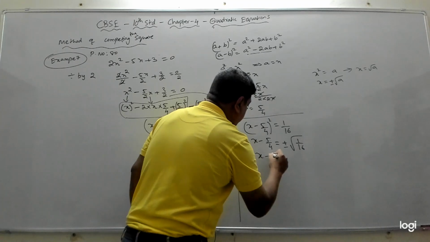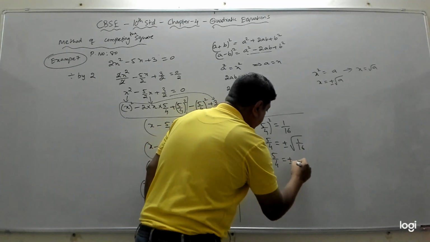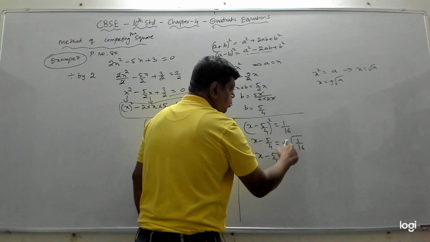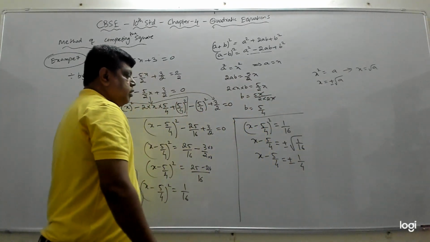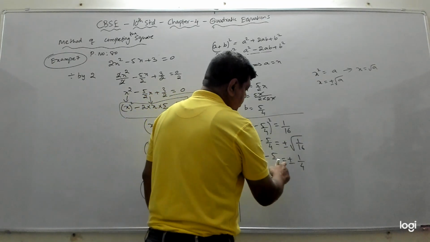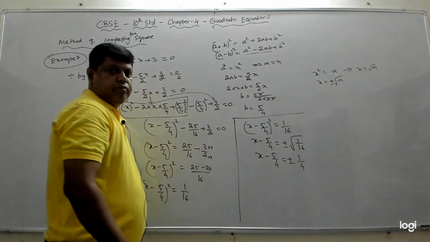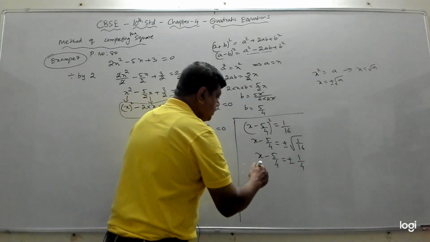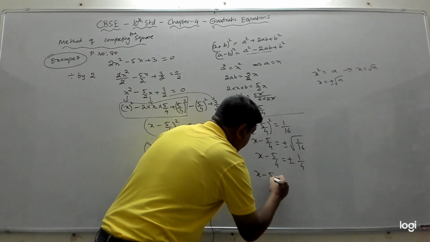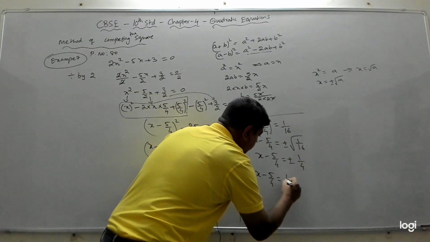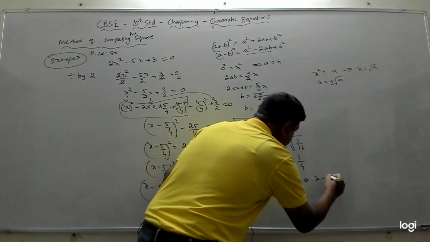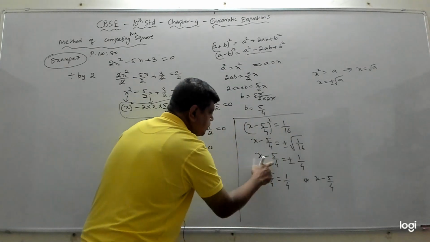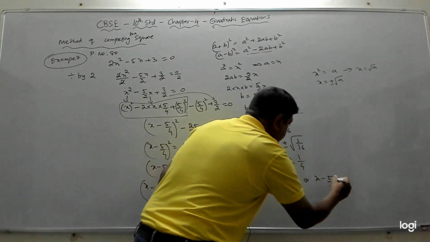So x minus 5 by 4 equal to plus or minus root of 1 by 16 is what? Root of 1 is 1, root of 16 is 4. Square root of 16 is 4. So now we have got x minus 5 by 4 equal to plus or minus 1 by 4. So which means now here it will become two cases. Either x minus 5 by 4 is equal to plus 1 by 4. I am taking the plus sign first. Or x minus 5 by 4 equal to minus 1 by 4.